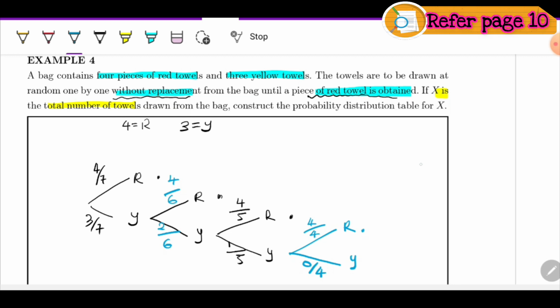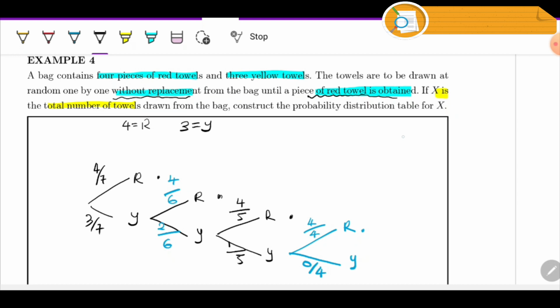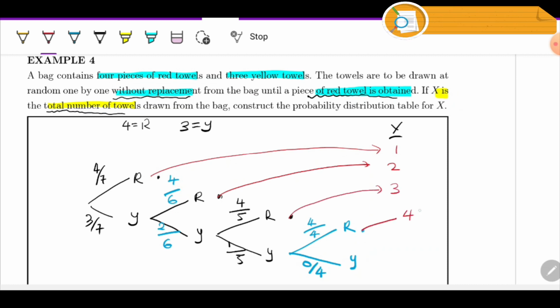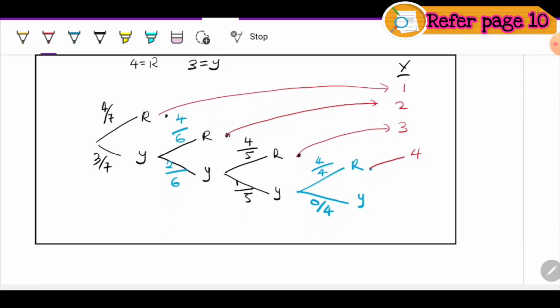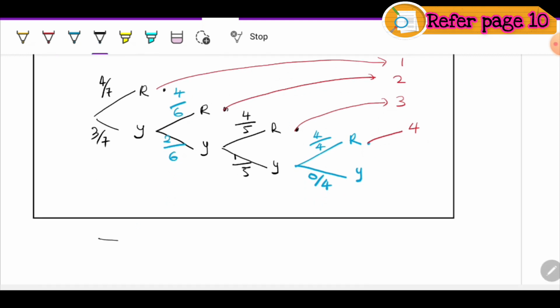So at the end of the tree diagram, write the number of towels, because X represents the number of towels. So here, the total number of towels is 1. The total number is 2. For this case it is 3 and 4. So construct a table to represent the number of towels and the probability.